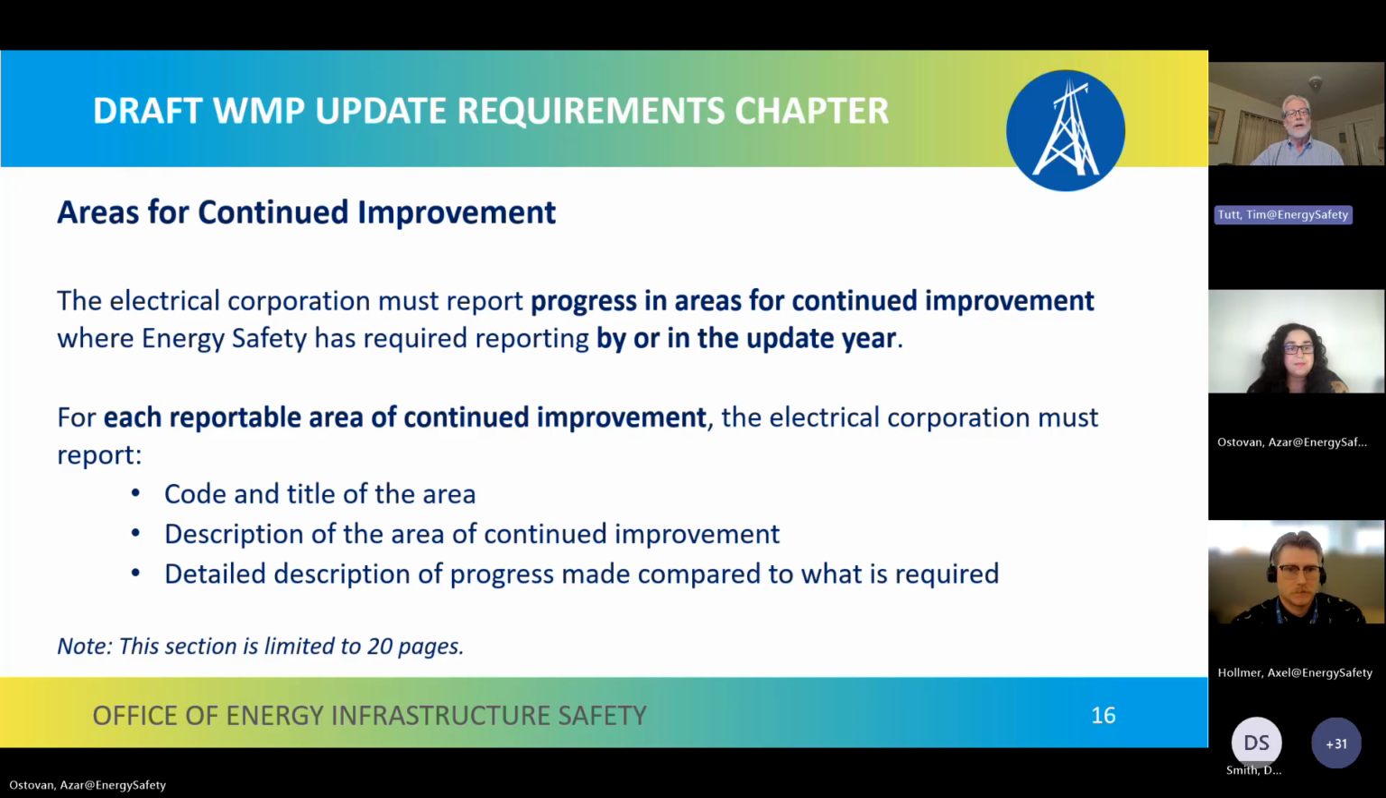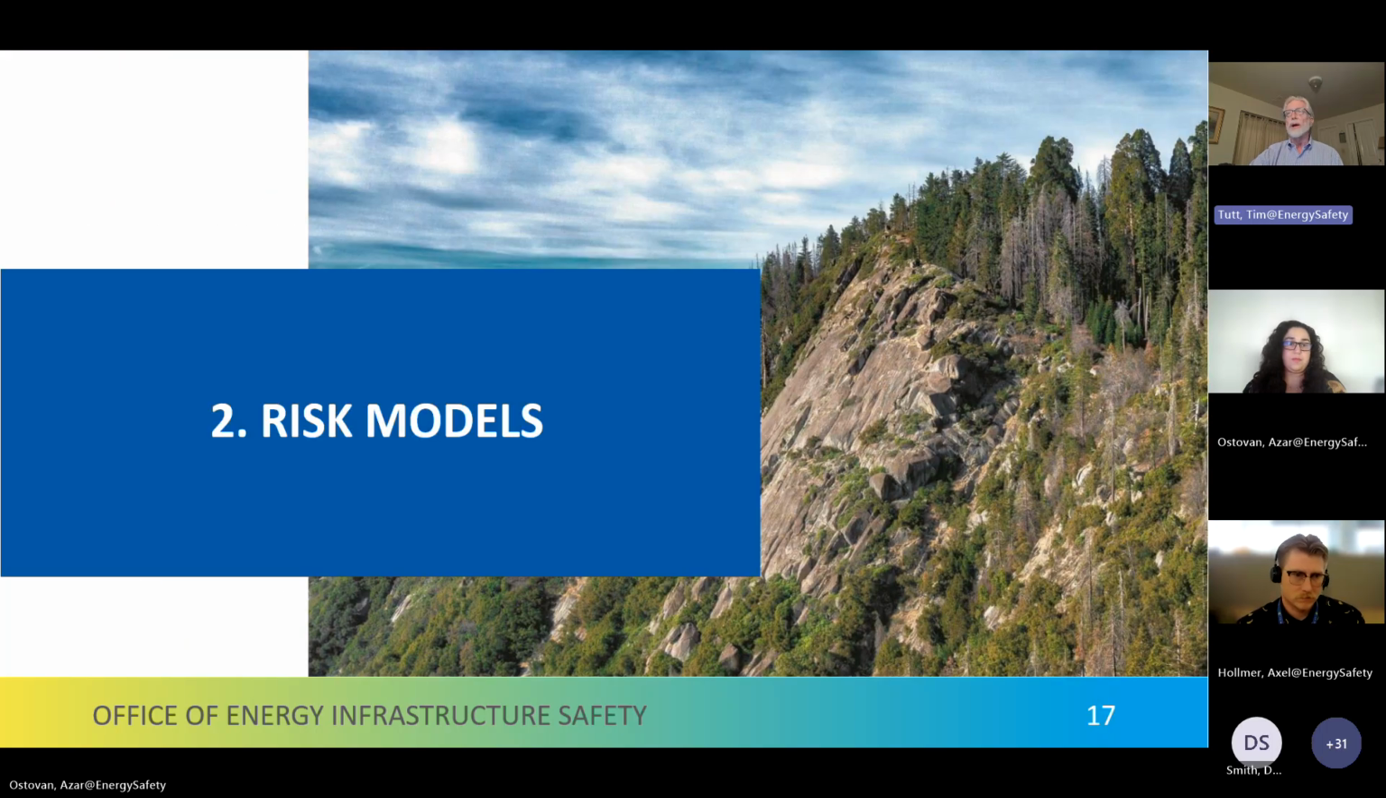Now, as we know, these areas of continued improvement have codes and titles, and usually there's a description of what is required, and then what is asked for from the Electrical Corporation is a measure of how they've progressed compared to what is required in that area of continued improvement. And I'll just note that this section of the update submittal is limited to 20 pages in the guidelines. Next, we go on to risk models.